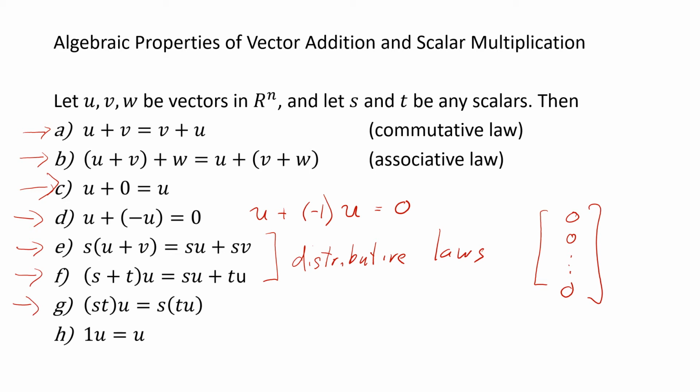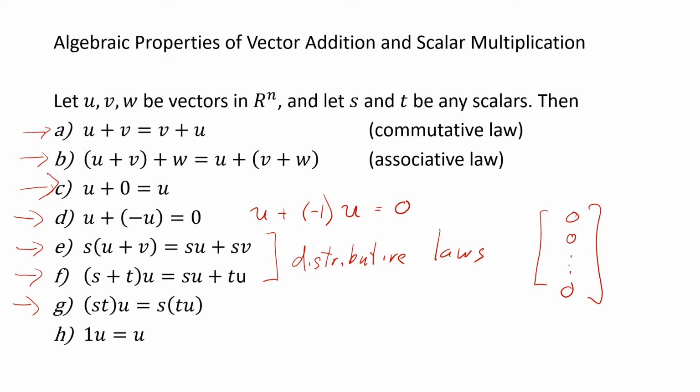G, the seventh one. Scalar multiplication, where you have two scalars. You can multiply the scalars first and then multiply the vector. Or you can multiply one of them by the vector and then multiply the other one.